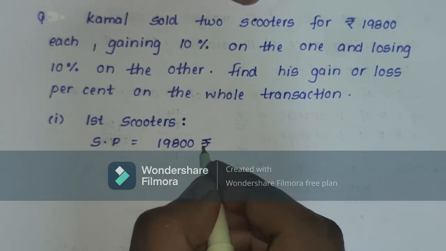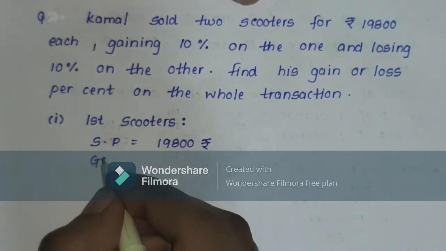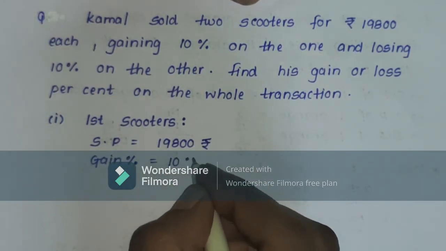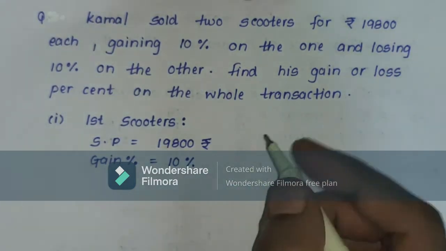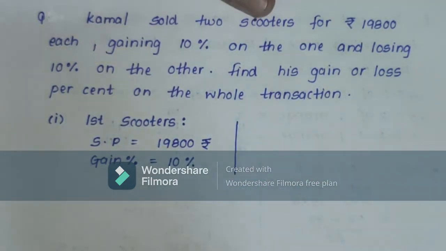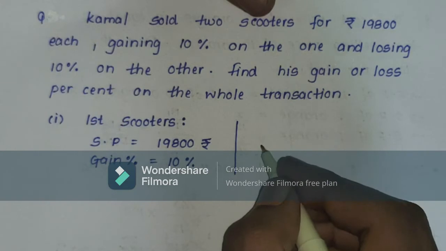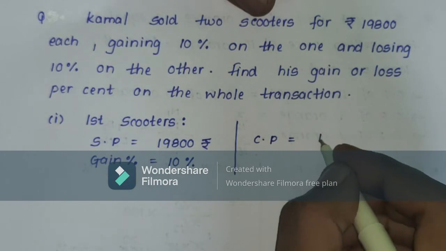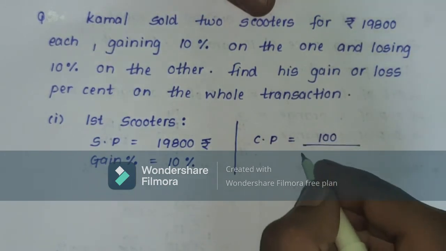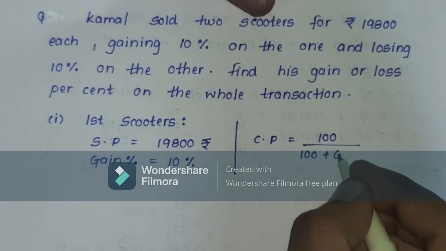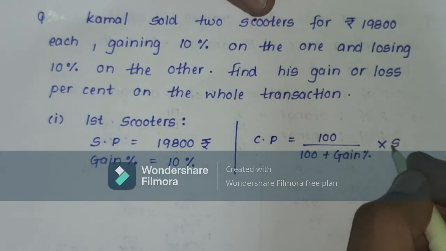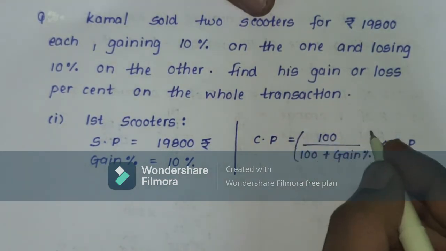19,800 rupees, and the gain percent is equal to 10%, student. So we can find CP. What is the formula for CP? Where gain percent is given and SP is given, you will say CP is equal to 100 upon 100 plus gain percent into SP. So this is the formula, student.